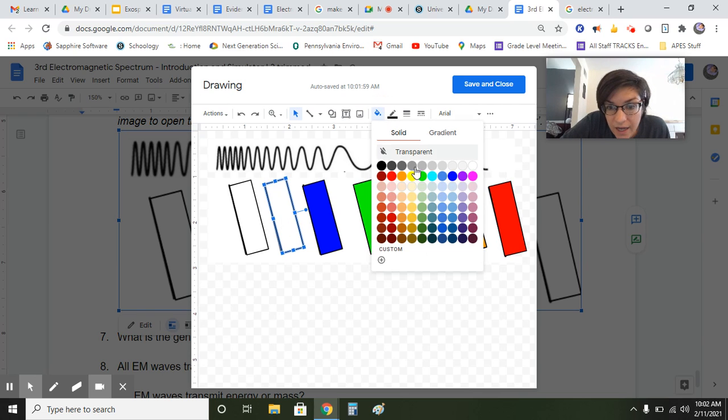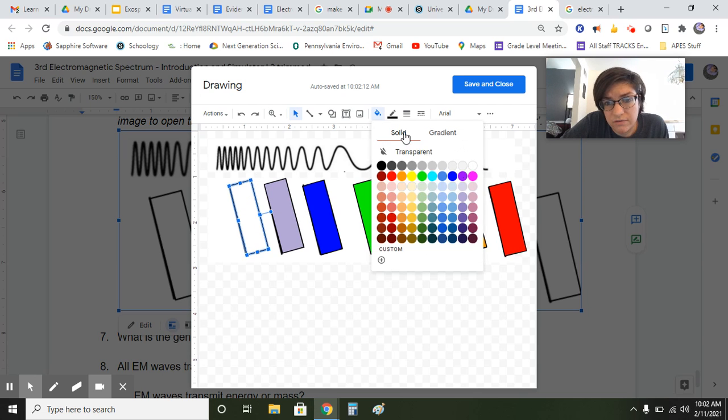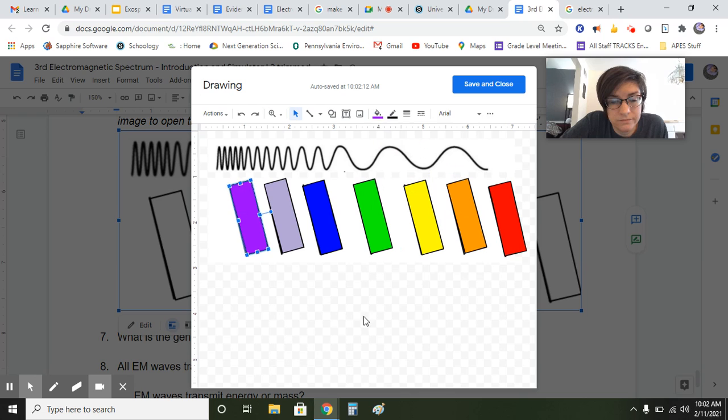And indigo is like a mixture of blue and purple. So I'm going to see if I have anything that's kind of in the middle. Maybe this. Indigo, kind of. That one you're going to have to kind of guess. And then violet is just the fancy word for purple. Okay, so Roy G. Biv, purple is the shortest wavelength. Red is the longest wavelength.